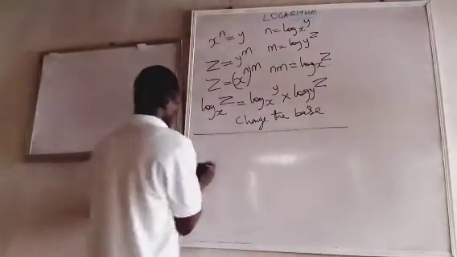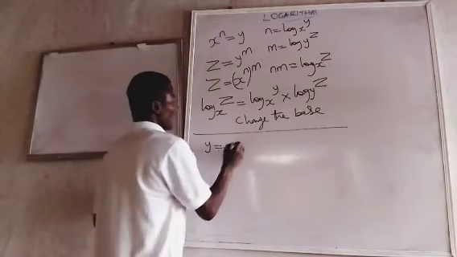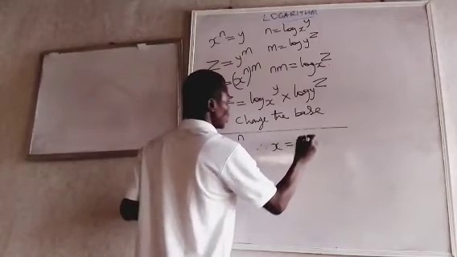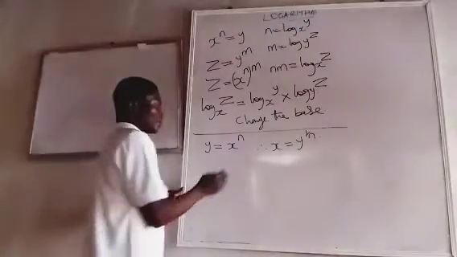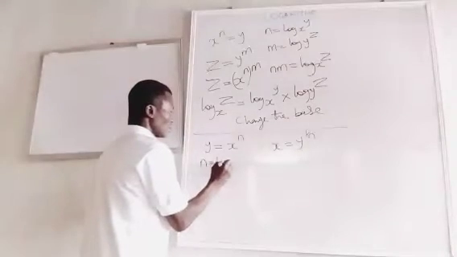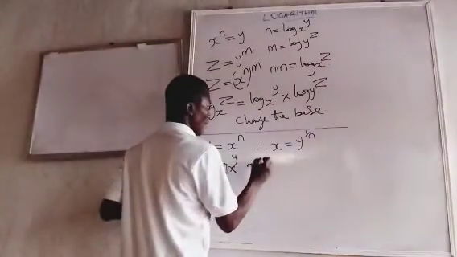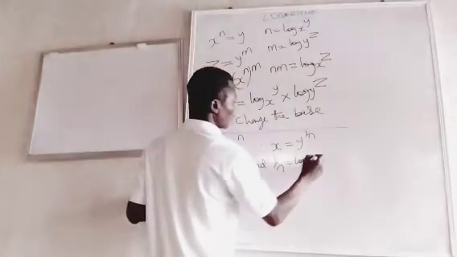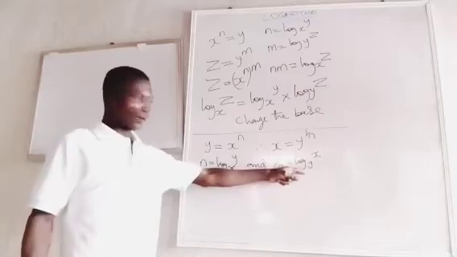Now let's look at another situation. If I have y equals x raised to power n, therefore x will equal y raised to power 1 over n. That's given, that's taken. Then you can now look at it like this. n equals log y to the base x, and 1 over n equals log x to the base y. You can see that this one is the reciprocal of this.